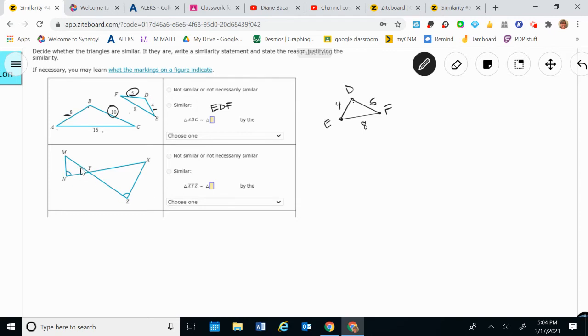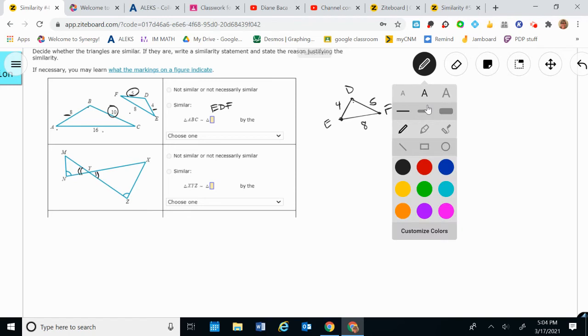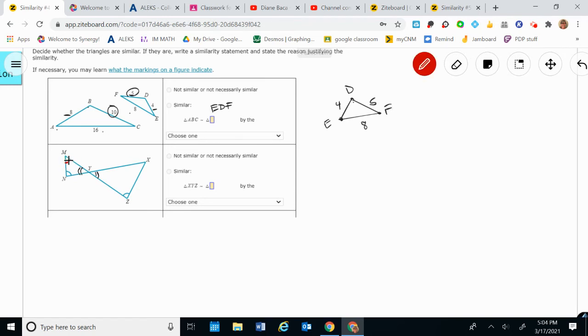Then look here. You got a mark here. That's an angle. That's an angle. These are vertical angles. So we got 2 angles. Therefore, the third angle is also equal. If 2 angles are the same, so is the third. Okay. So note which angle it is.